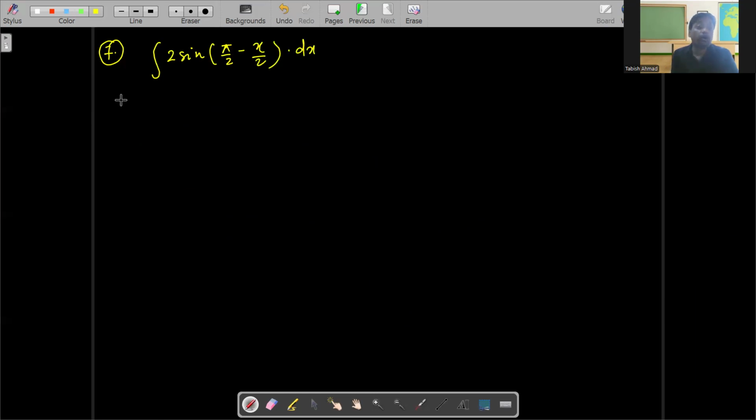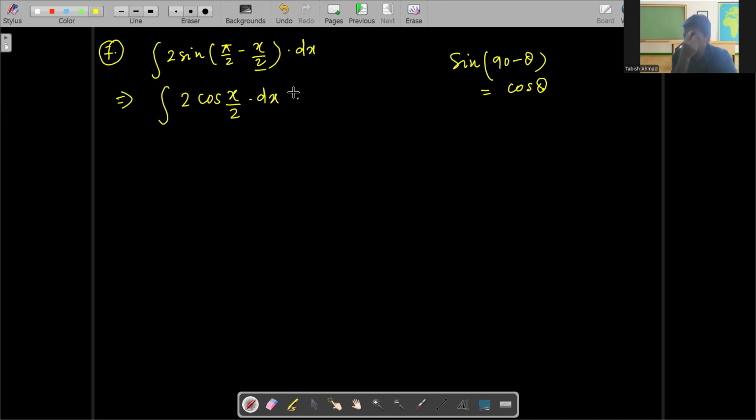Okay, so how can I do this? Can anyone of you tell me what is sine 90 minus theta? Sine 90 minus theta is cos theta. You know this, class 10th, you might have gone through trigonometry. So it will become 2 cos theta, where theta is our x by 2. So 2 cos x by 2 dx.